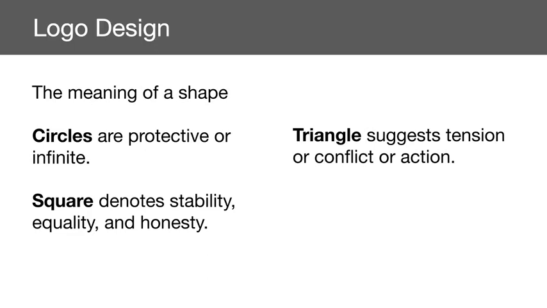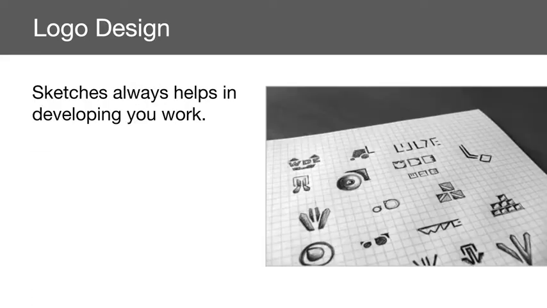But the meaning of the shape: circles have been shown to represent protective or infinite within when using a circle. Squares denote stability or equality or honesty. And some folks feel that triangles suggest tension or conflict or an action. And these are how people will read and perceive a logo and the emotions that connect with it.